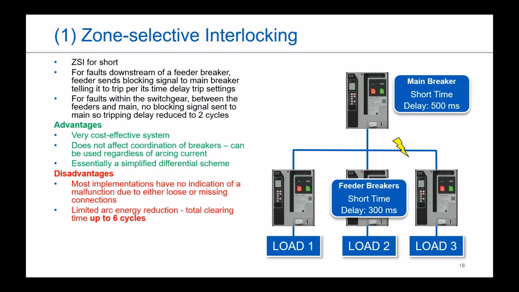One of the biggest disadvantages is that there's not really a great indication of whether or not ZSI is connected, or if there are loose or missing connections. These days, I should probably have an asterisk on that, because as trip unit technology is evolving, that actually is becoming less of an issue, because most of the trip units now have the ability to actually check on that. So that disadvantage is actually going away. But the biggest one is that you're really limited in how quickly you can react, usually only being able to get down to like 6 cycles or so, because you're dependent on the operating time of the circuit breaker.